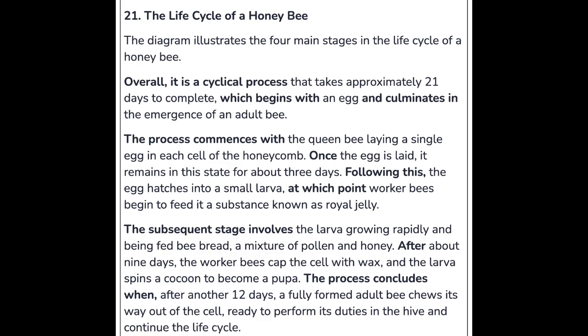21. The life cycle of a honey bee. The diagram illustrates the 4 main stages in the life cycle of a honey bee.